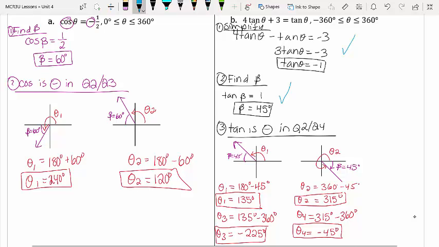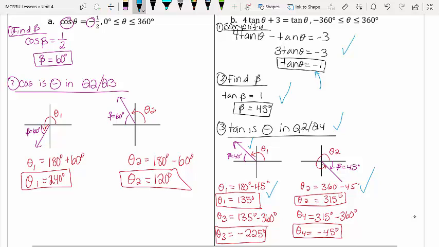Okay, then you go back to your original ratio and you ask yourself, where's tan negative? Because the ratio in the original question is negative. Well, tan is negative in quadrant 2 and 4. So you're going to draw terminal arms in quadrant 2 and 4 and make sure that those terminal arms have a related acute angle of 45 degrees. Then using that, you calculate your value of theta.